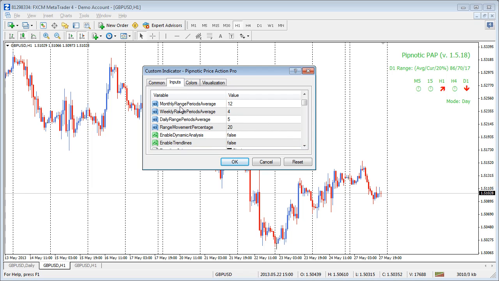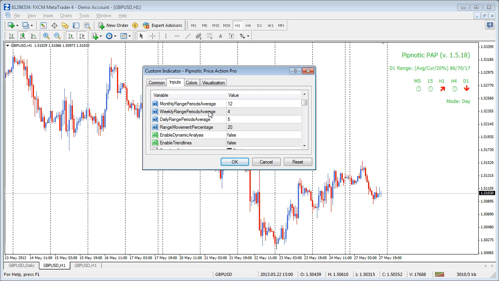Let's see, here we can see a monthly range period. What this tells us is that when we calculate averages for monthly bars, I like to use 12 bars. There are 12 months in a year, so I like to use a year's data to calculate an average here. Some people might think this is too much, some might think this is too little, but this is up to the trader to decide. By default it's 12, but you can feel free to change this to whatever you like.